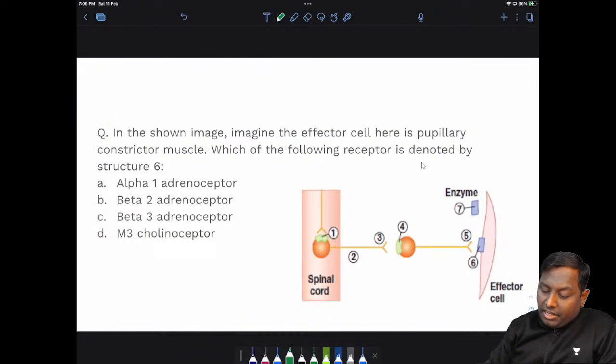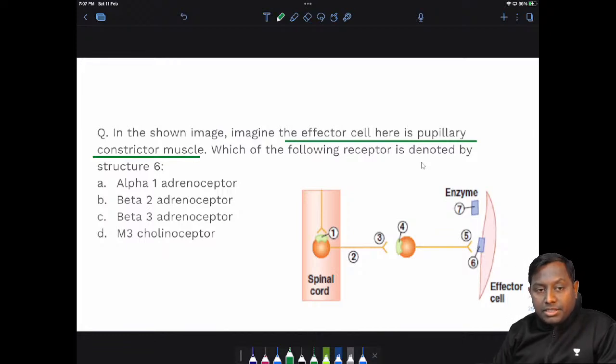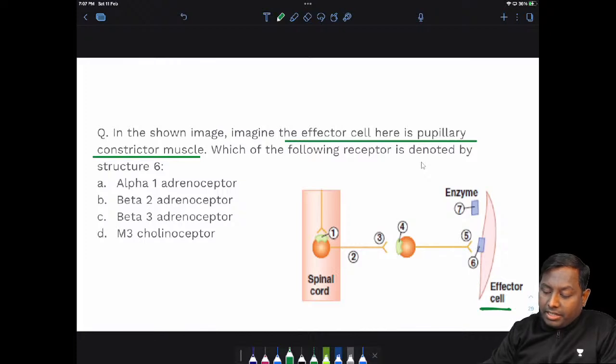In the shown image, the effector cell here is the pupillary constrictor muscle. So this is a slightly twisted question. If you know already which type of receptor is there on the pupillary constrictor muscle, you can easily mark this. Which of the following receptors is denoted by structure number 6? So here is the effector cell. And which is the effector cell? The effector cell is the pupillary constrictor muscle.